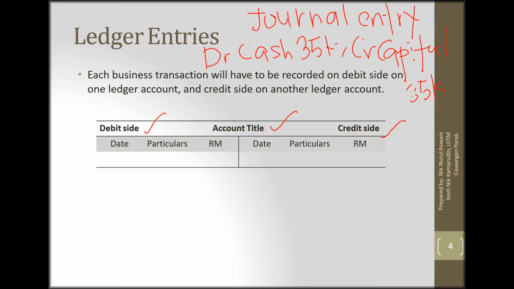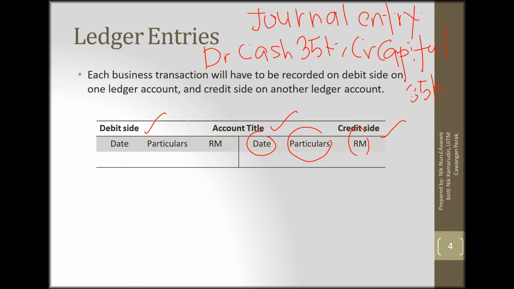All right, and then you are going to include the amount and also the particulars, and if you have the date, then you have to include also the date. All right. Okay, so let's try to prepare ledger entry for this transaction. So we are going to post from the journal entry to the ledger entry.